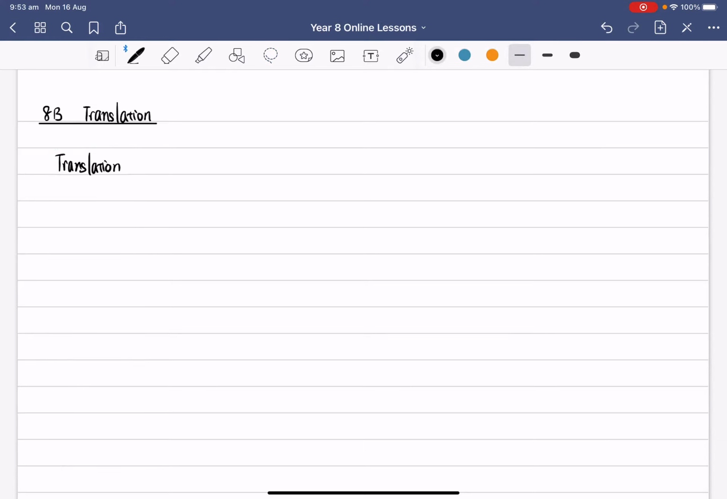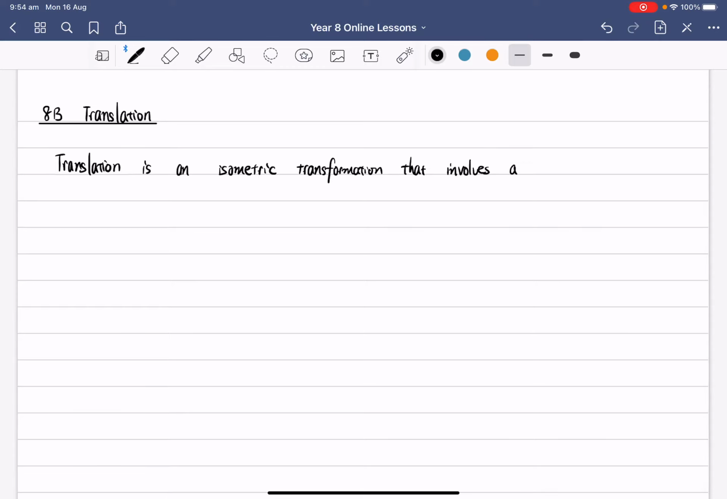Okay, so translation is an isometric transformation. I hope you still remember the meaning of isometric transformation. Isometric transformation means the size is not going to change. So it is going to be a congruent shape, which means the size and the area, everything, is going to remain the same for the objects there. And translation is, I would say, the easiest type of transformation.